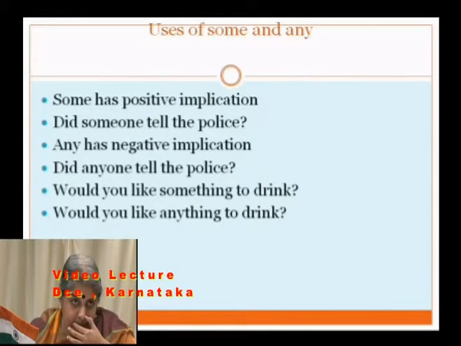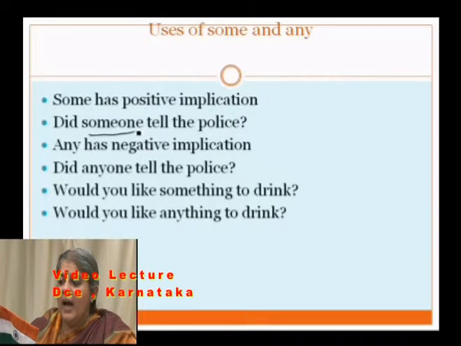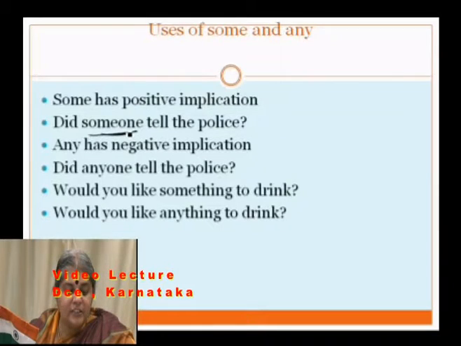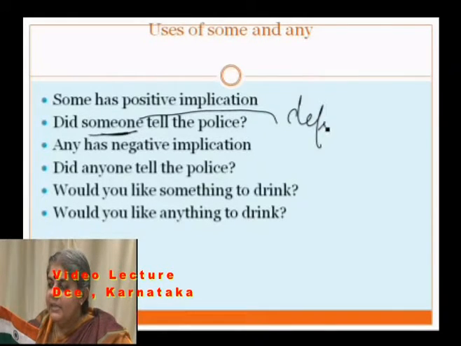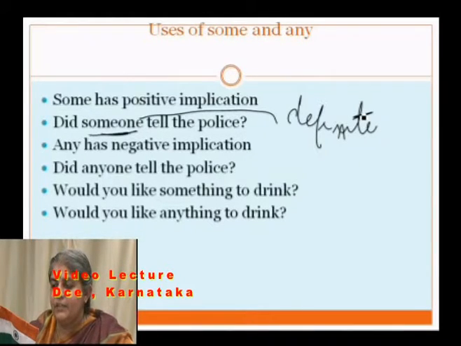When I say someone, I mean to say that someone here denotes what? The information should be told to the police. Whereas here, did anyone tell the police? It does not imply any definite expectation. When I use someone, there is what is called a definite expectation. When I use anyone, the expectation is not definite.